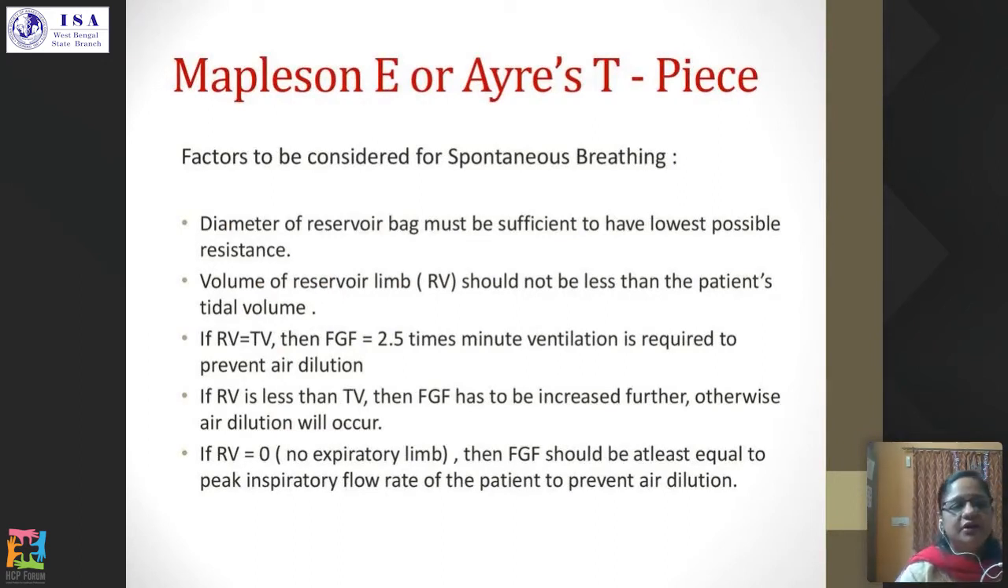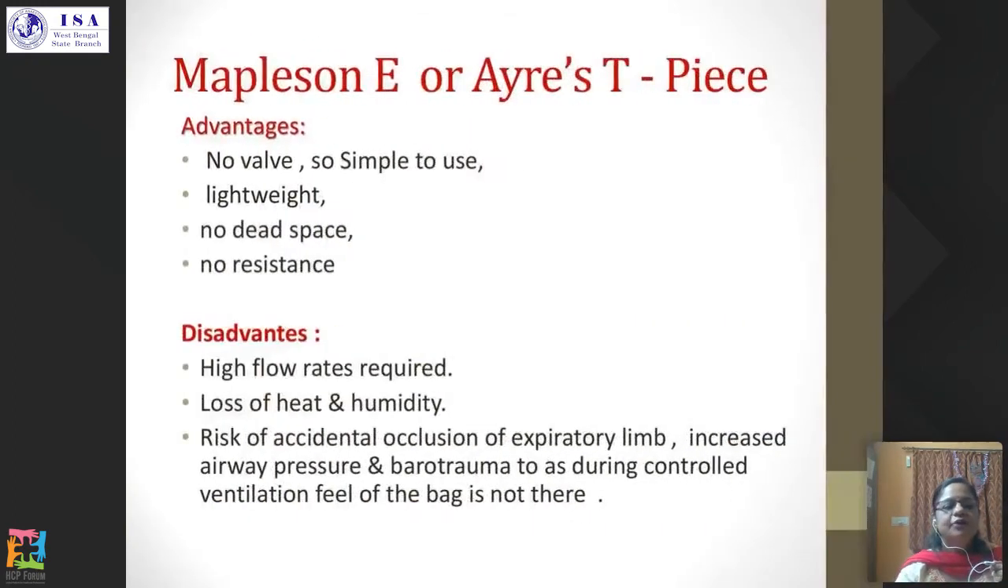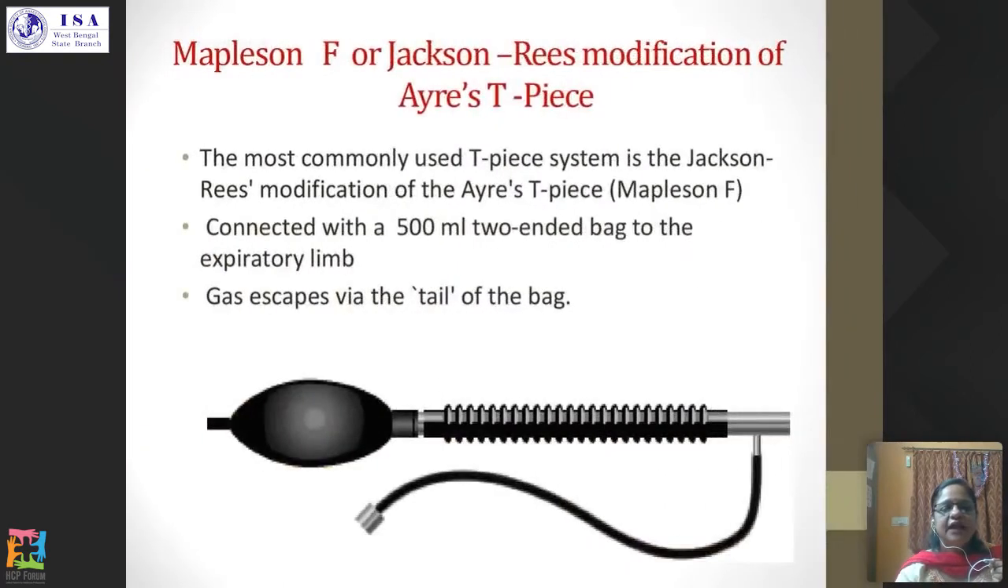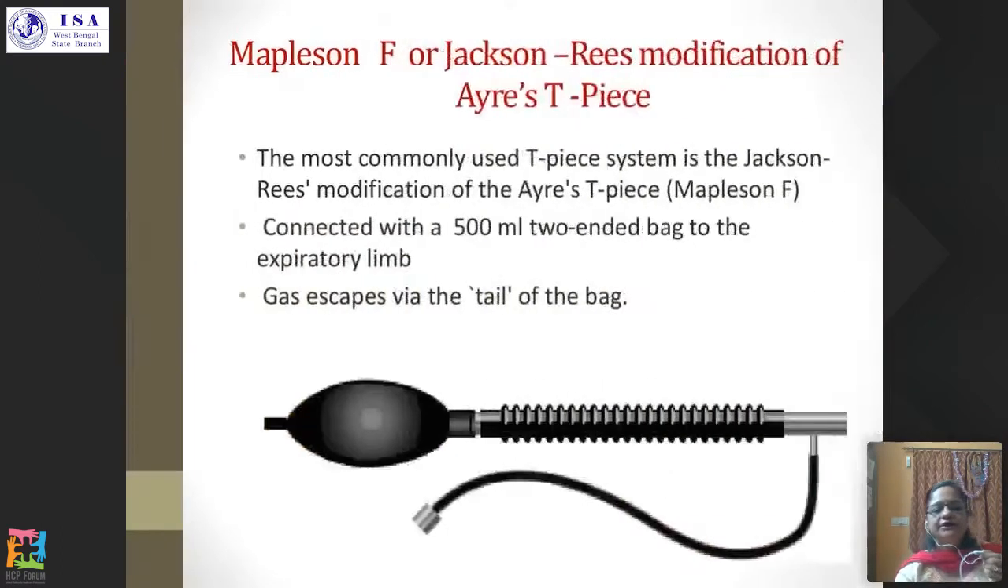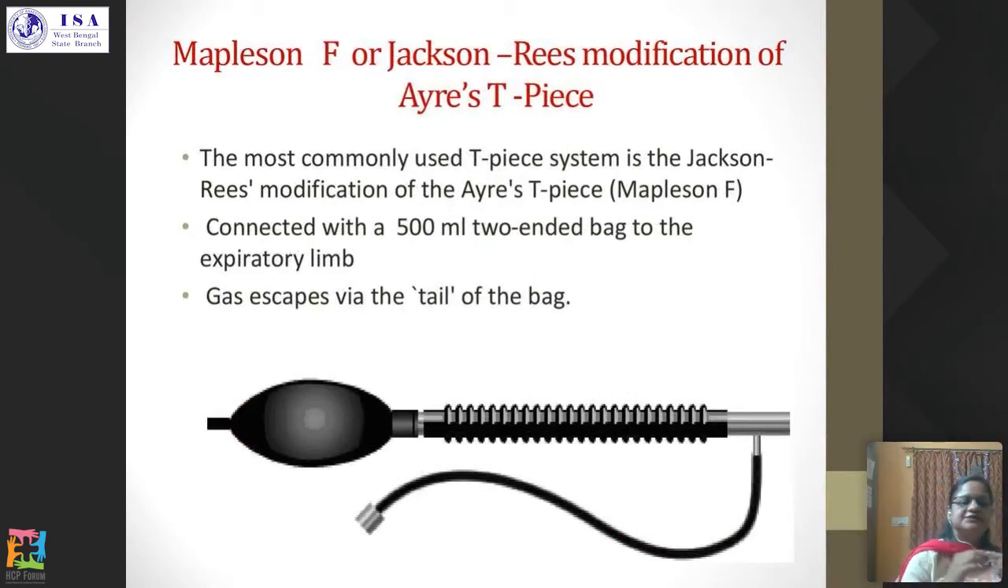What are the modifications in the Mapleson E system? As the Mapleson E system has some disadvantages, there is a modification. The Mapleson F system, that is the Jackson Rees modification of Ayre's T-piece. It is the most commonly used T-piece system, and it is connected with a 500 ml two-ended bag to the expiratory limb.